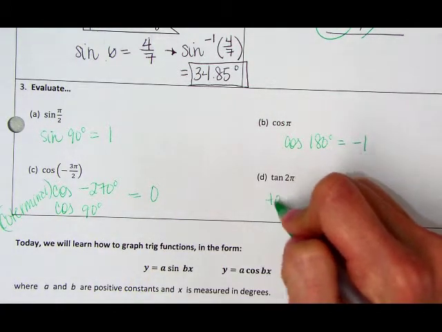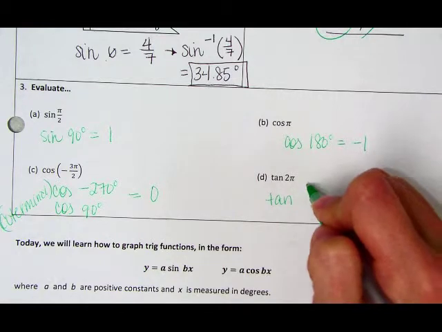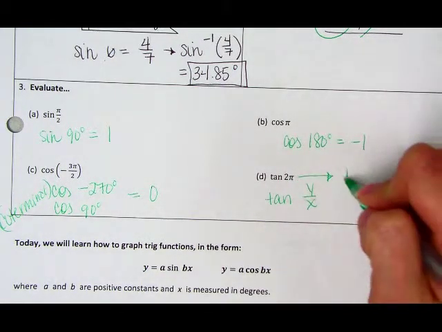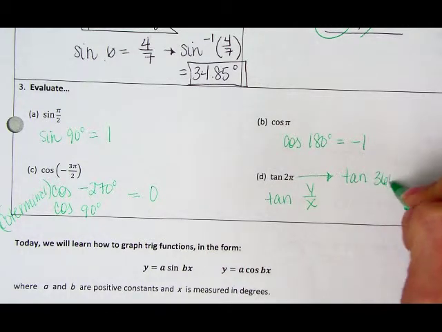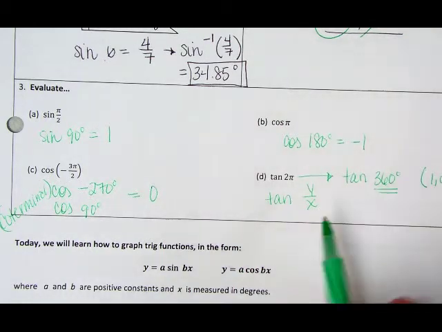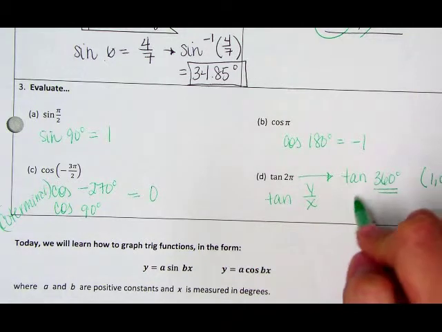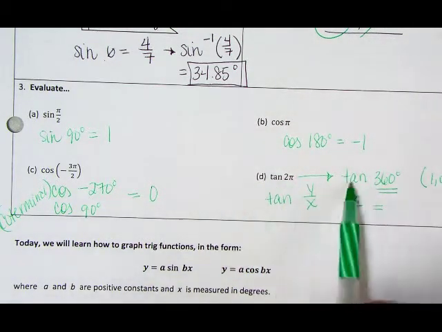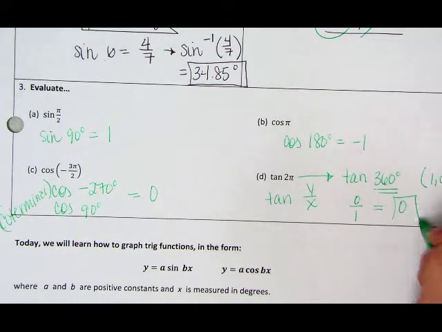And since my tangent proportion, remember, is my y over x at 2 pi, this is the same thing as tangent of 360 degrees. At 360, I have the ordered pair 1, 0. So if I set this up as my 0 over my 1, 0 over 1, I get the tangent of 2 pi, or tangent of 360, to be equal to 0.